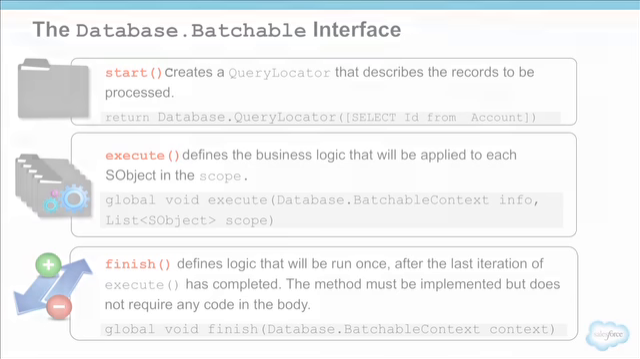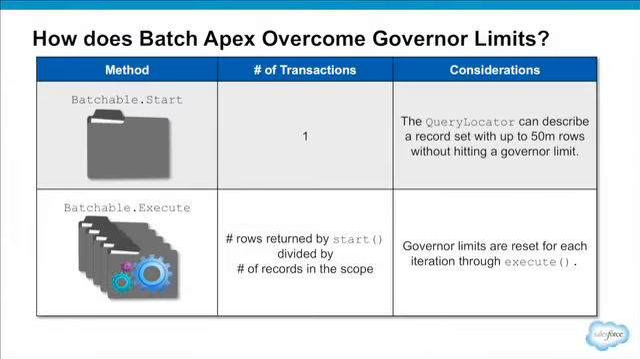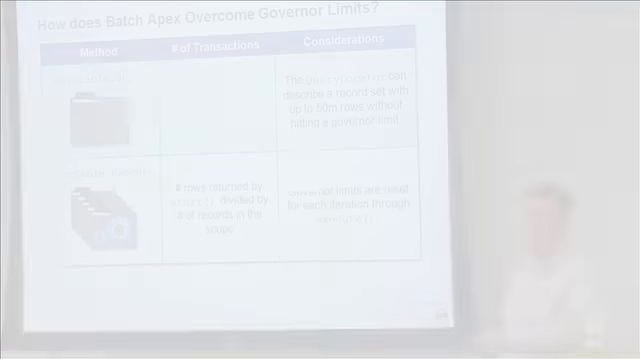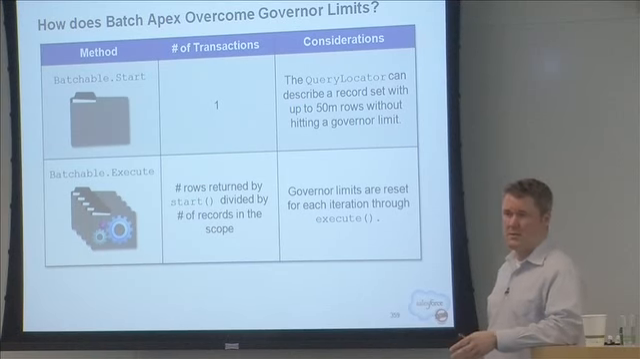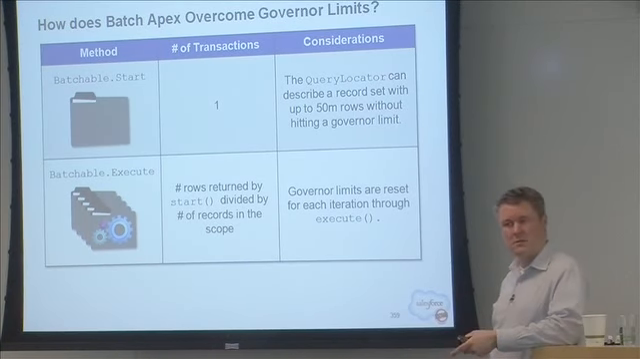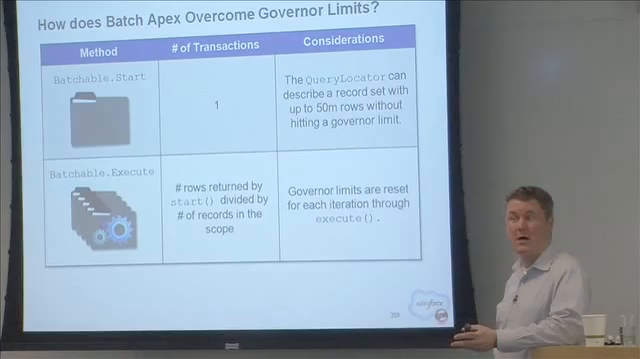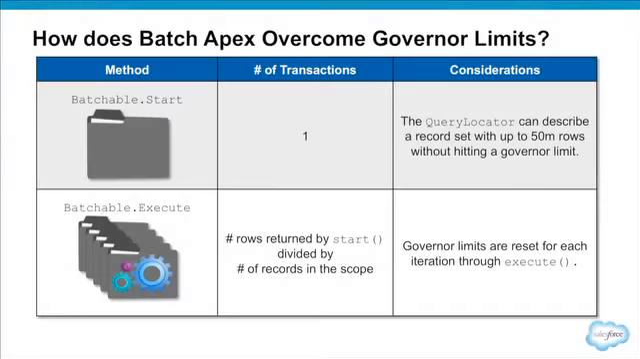Okay? So the Batchable start and the Batchable finish, those two methods only run once. The Batchable execute, in my case, if I have 10 million records, you're able to specify a scope size, but what you do is you take 10 million divided by essentially the batch size that you would like to do, and then we process them according to that.